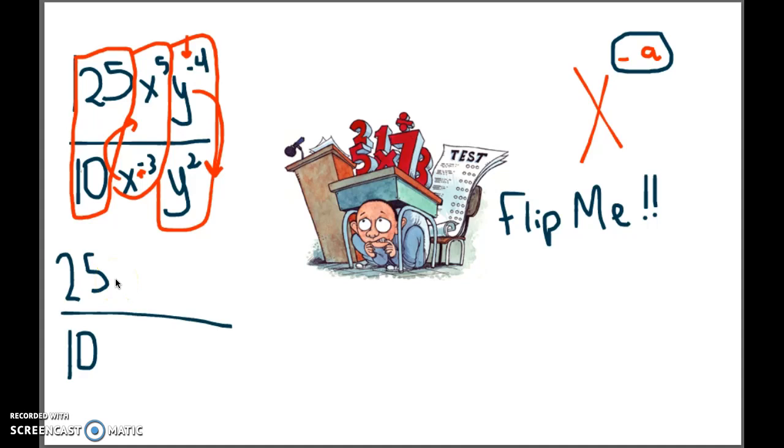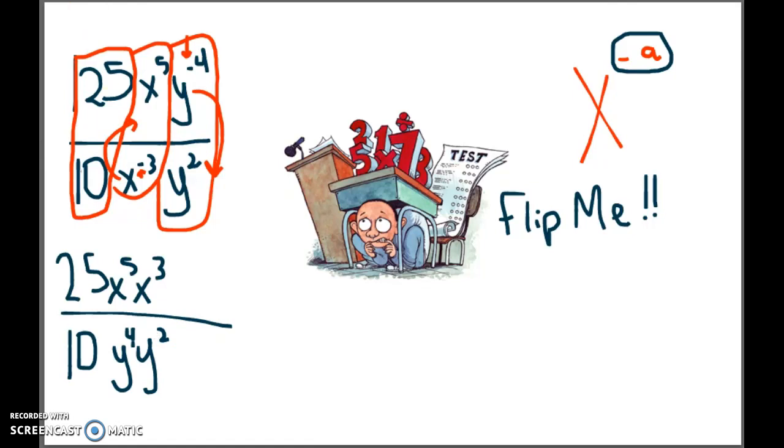Okay, so we have 25 over 10, and then my x to the 5th has a positive exponent, so he's going to stay up there. And I'm also bringing up my x to the negative 3rd because he gets flipped from the denominator to the numerator. Now I have a y to the negative 4th who needs to go downstairs, so down you go. And I have a y to the 2nd already down here. So we keep those down here.